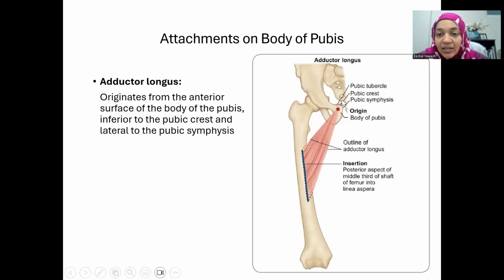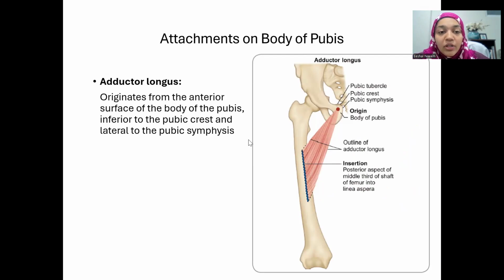Adductor longus, again, it comes off from the pubic tubercle, pubic crest, and body of pubis all the way to the posterior aspect of the middle third of the shaft of the femur into the linea aspera. We did the adductor longus insertion when we did the linea aspera on the femur, right?